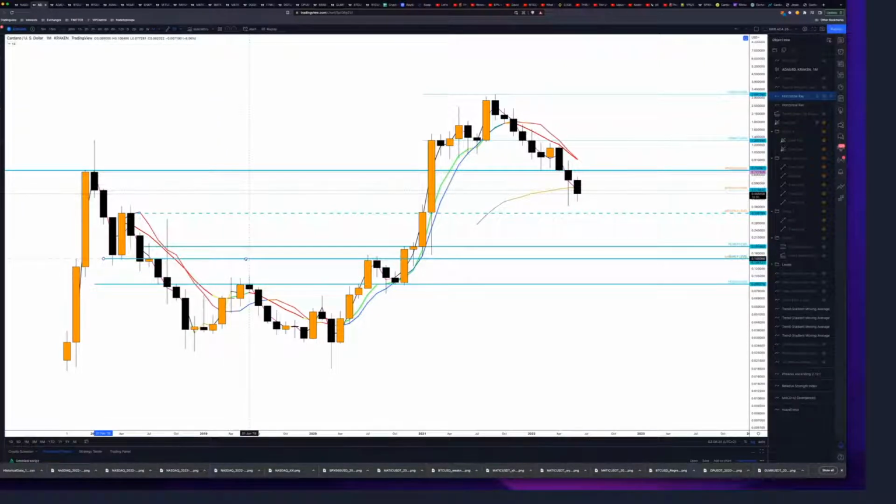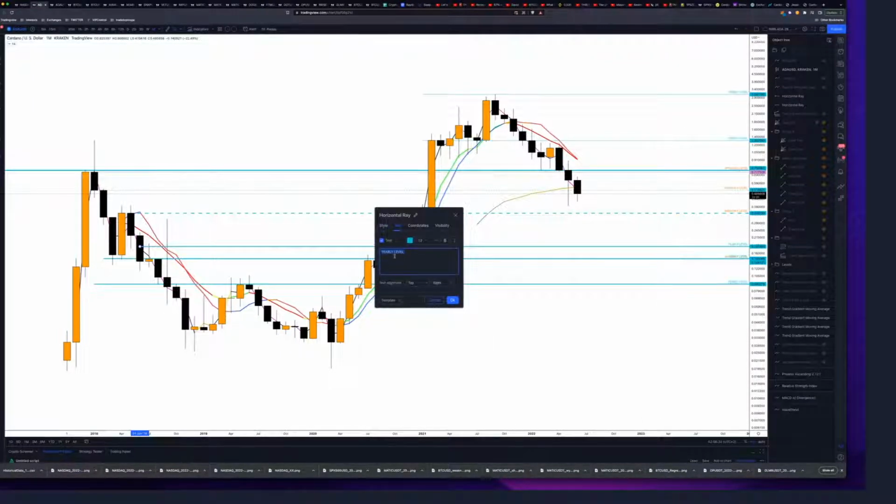There's a lot of confluence here with volume, point of control. And I should make them monthly.